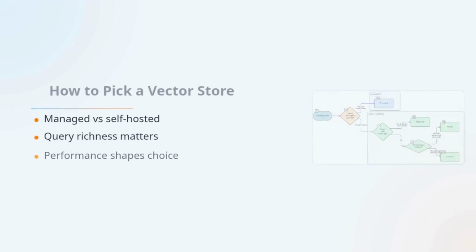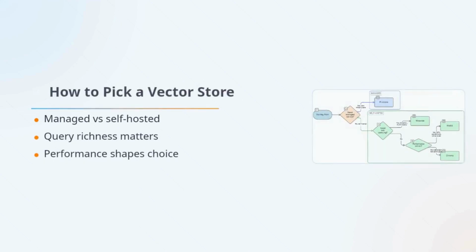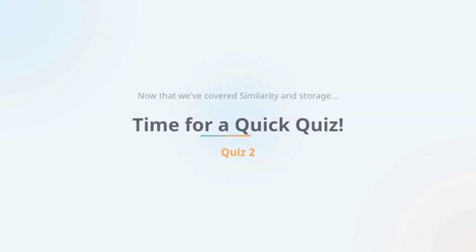Choosing a vector database depends on your constraints. If you want zero infrastructure headache, managed services are attractive. If you need more control, self-hosted options can fit better. And if performance is absolutely critical, teams often use FAISS in the inner search loop, while metadata and service layers are handled separately. Now that we've covered similarity and storage, let's test what we've learned so far.